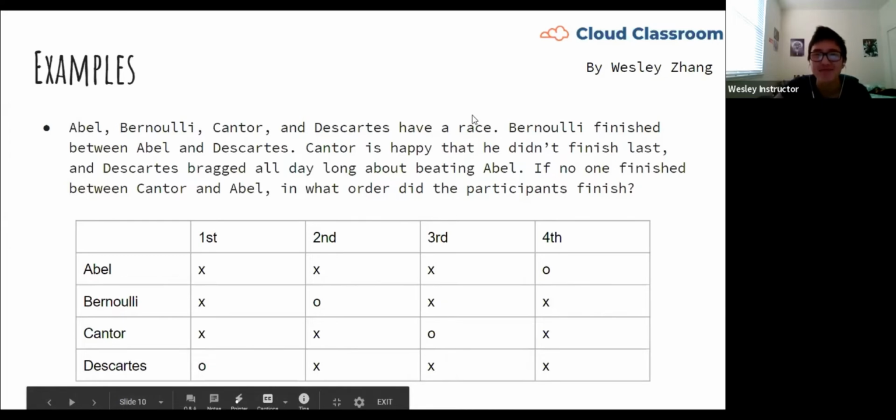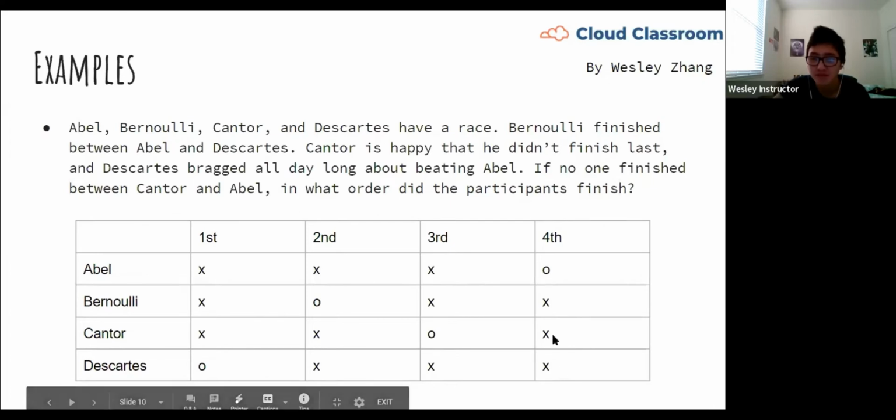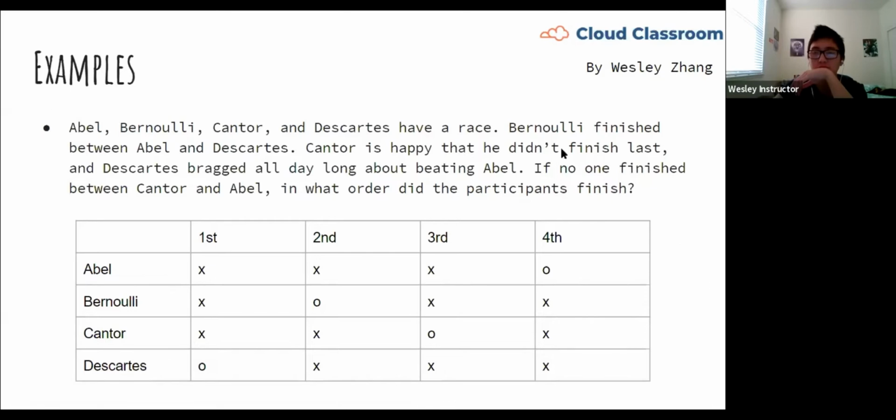All right. Okay. So Cantor is happy that he didn't finish last. So we can cross out last place for Cantor. So we put an X right there. And Descartes bragged all day about beating Abel. So we know Cantor didn't finish last. And we know Descartes bragged all day about beating Abel, so he didn't finish last.